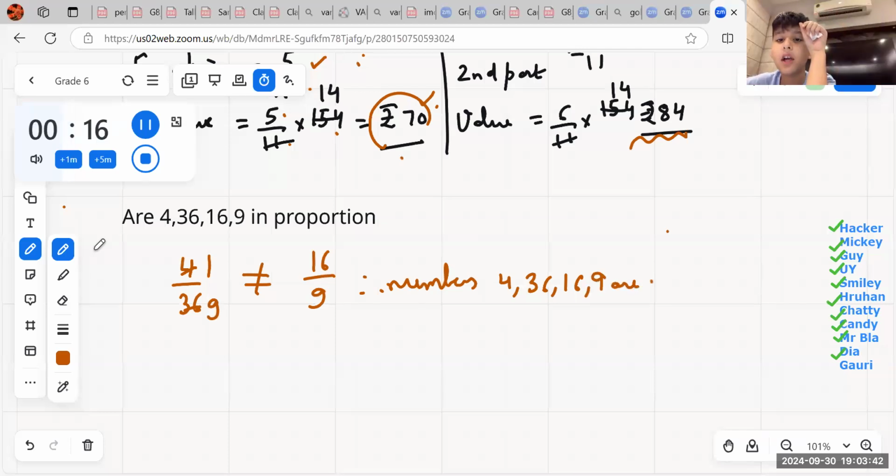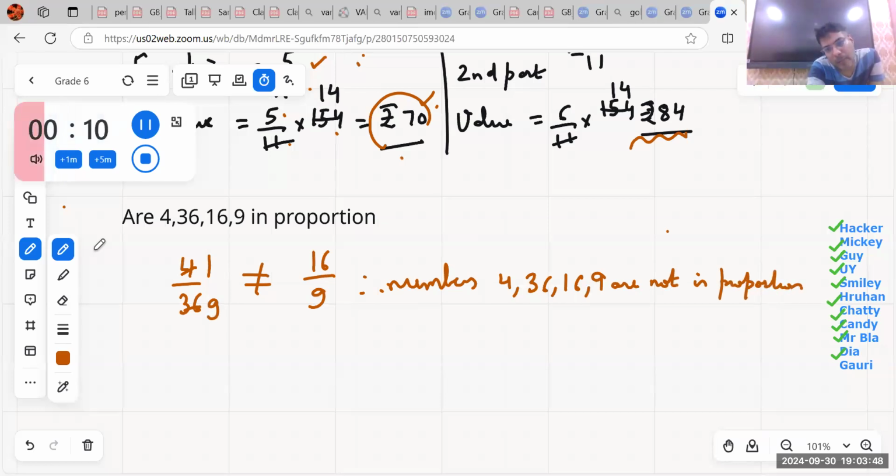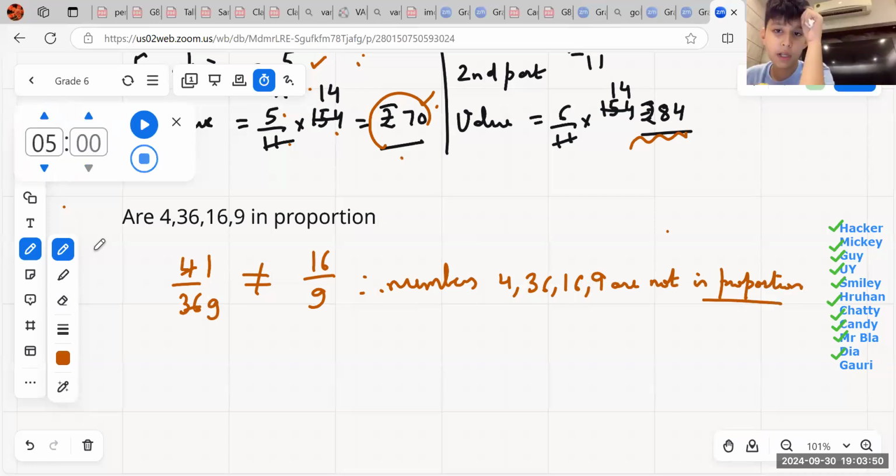Sir, if we have an uneven number of digits, like if we have 5 digits, then what will we do? There won't be 5 in a proportion, beta. It'll be even only.